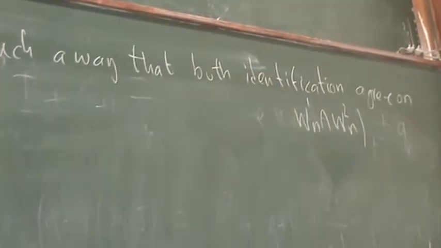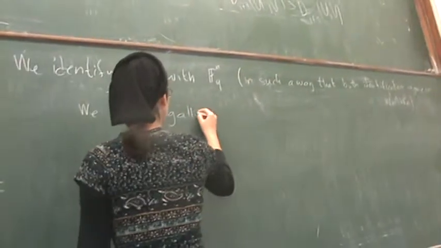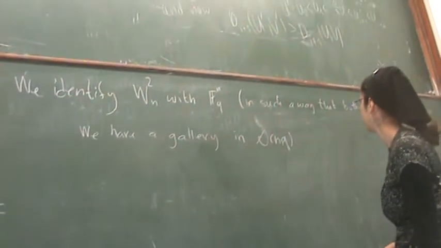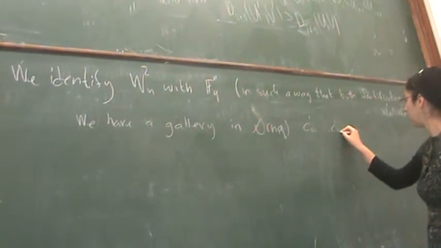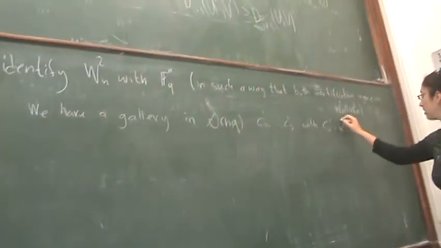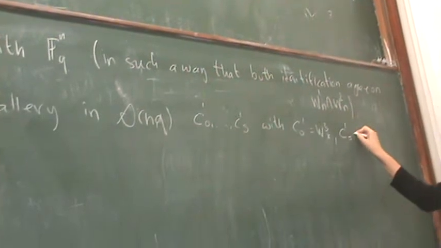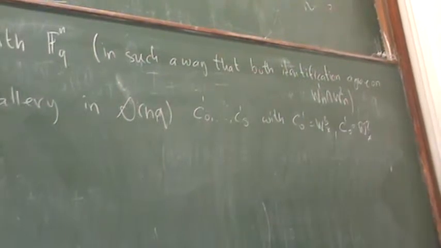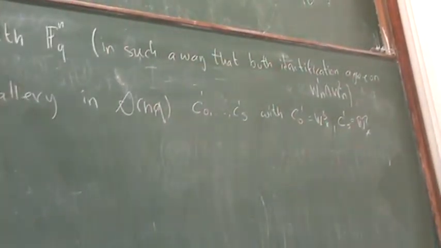And we have the gallery in S_n(Q), C tag 0 to C tag s, where C tag 0 is W3 and C tag s is W2 tilde, the shortened one. And now we build the gallery between the original chambers.